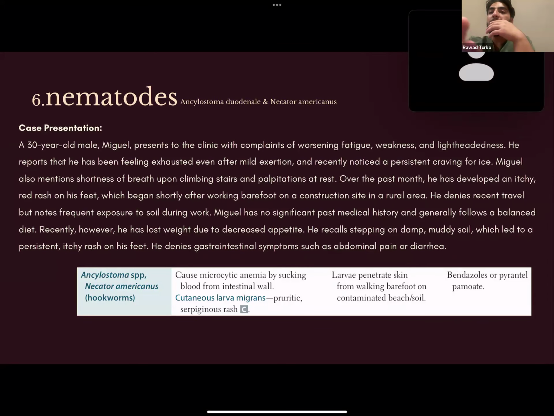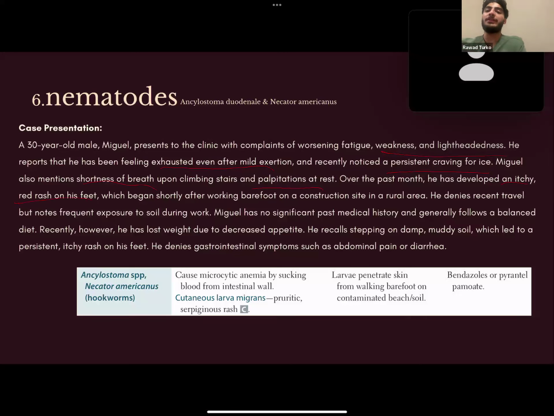So this is the presentation. I'm just going to read this very quickly. Miguel has worsening fatigue, weakness, and lightheadedness. He's been feeling exhausted even after mild exertion, and recently noticed a persistent craving for ice. Now, this is a little bit too advanced for you guys, but these are actually symptoms of iron deficiency anemia. The persistent craving for ice, exhaustion after mild exertion, shortness of breath, and palpitations are anemia.